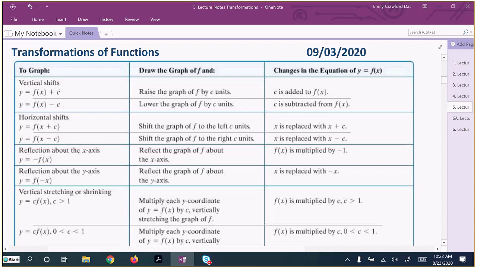And here in the rightmost column, you can see the change that is affected is that if you have f of x plus c, c is added to f of x. If you have f of x minus c, c is subtracted from f of x. And we know that f of x is our y-coordinate, so we're either adding c to the y-coordinate or subtracting c from the y-coordinate. And the effect of this on the graph is going to be to raise the graph by c units if we're adding c, or to lower the graph by c units if we're subtracting c.